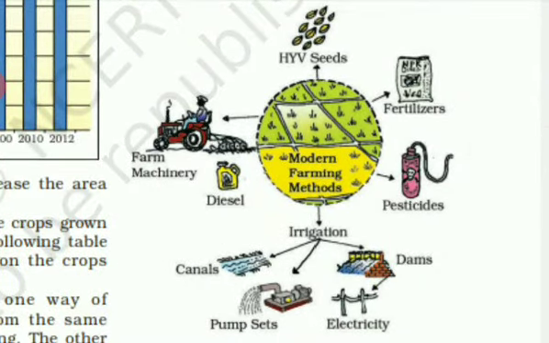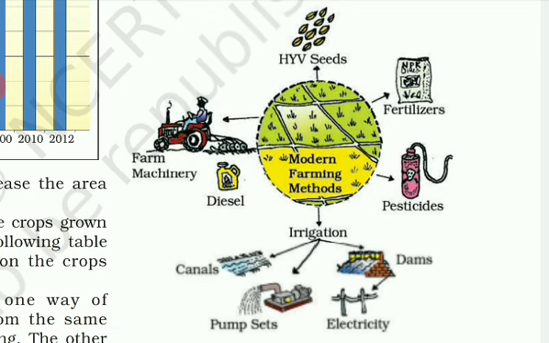The main important thing in modern farming method is using HYV seeds. Usually farmers use normal seeds which give us low yield, but if we use high yielding variety seeds we will get higher yield. But the condition is that the farmer has to use modern tools.